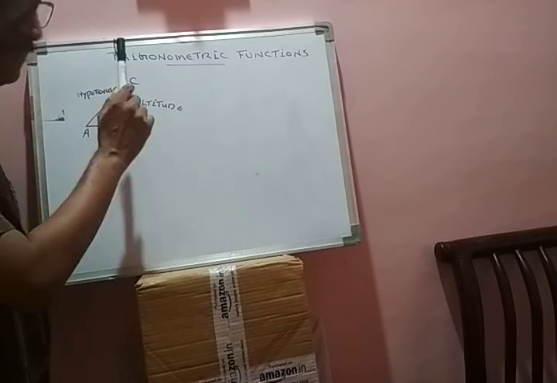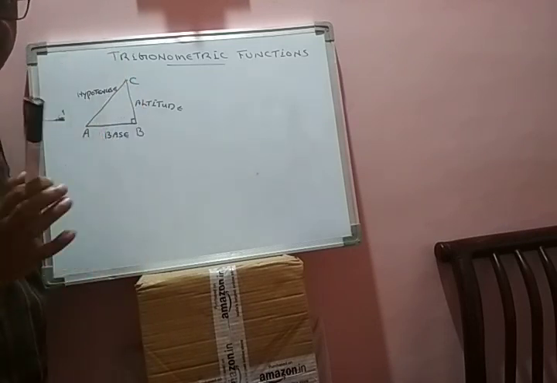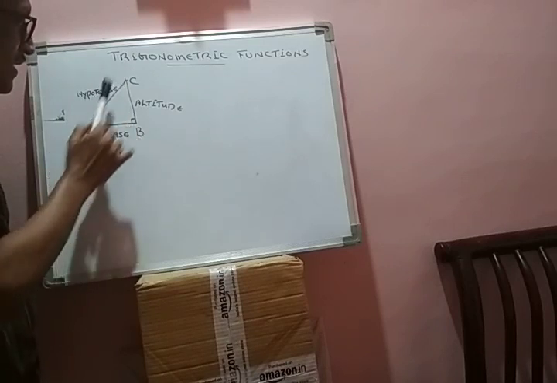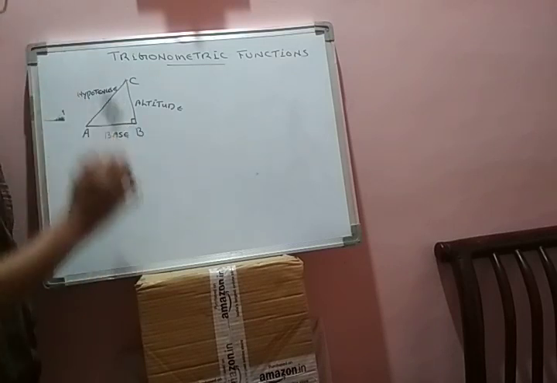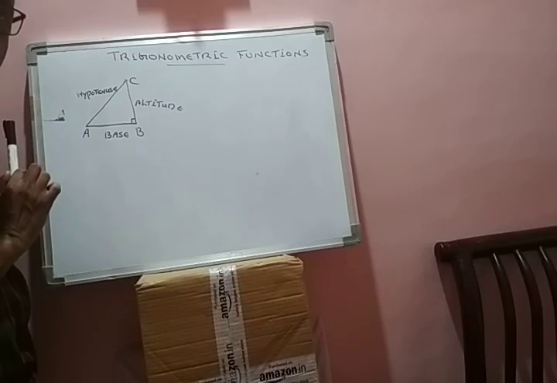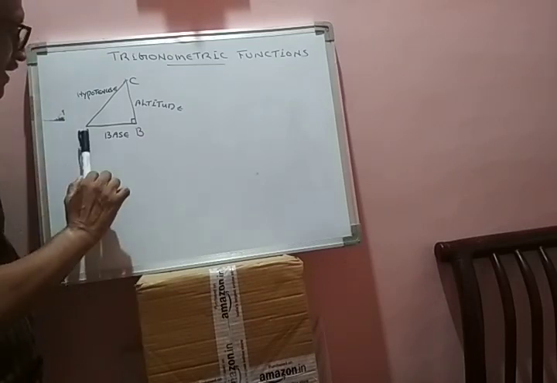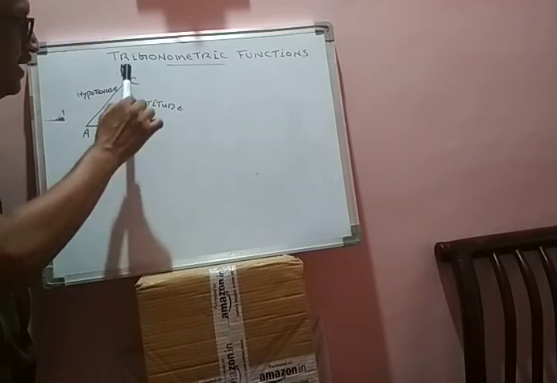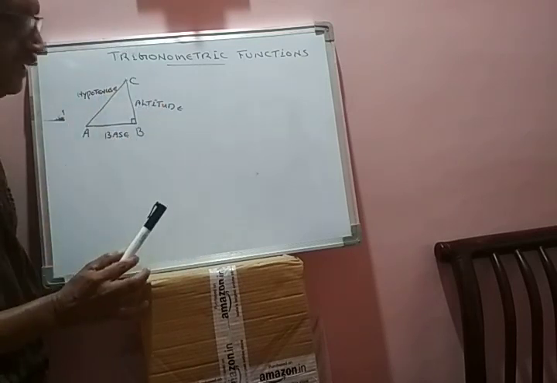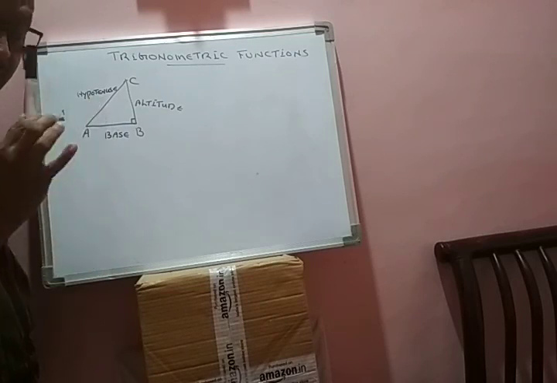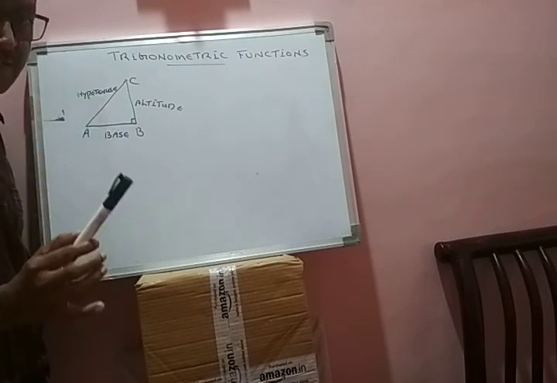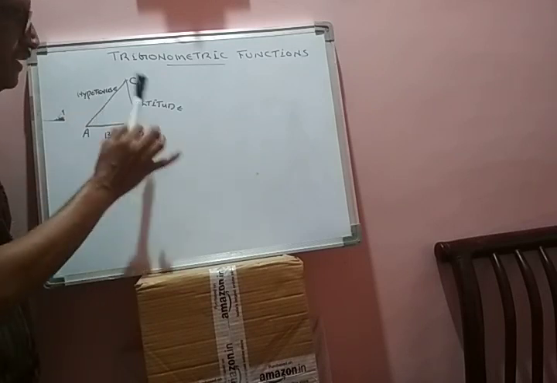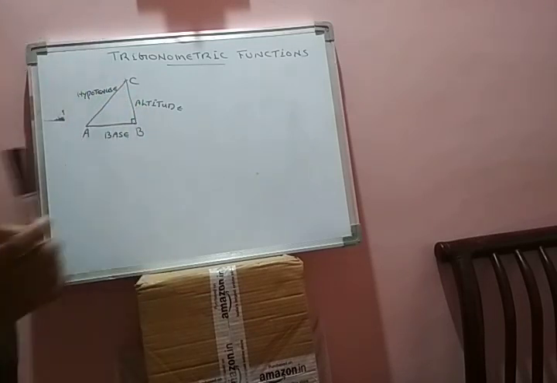Consider triangle ABC in which angle B is equal to 90 degrees. Side AC is the side opposite to angle B. This side is known as the hypotenuse. This side AB is known as the base and this side BC is known as the altitude. Therefore, in a right triangle, there are three sides: one is the hypotenuse, another is the base, and the third one is the altitude.